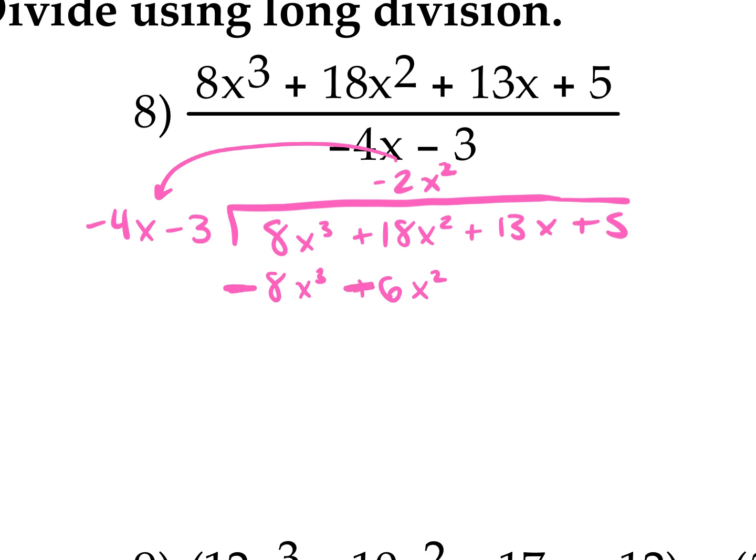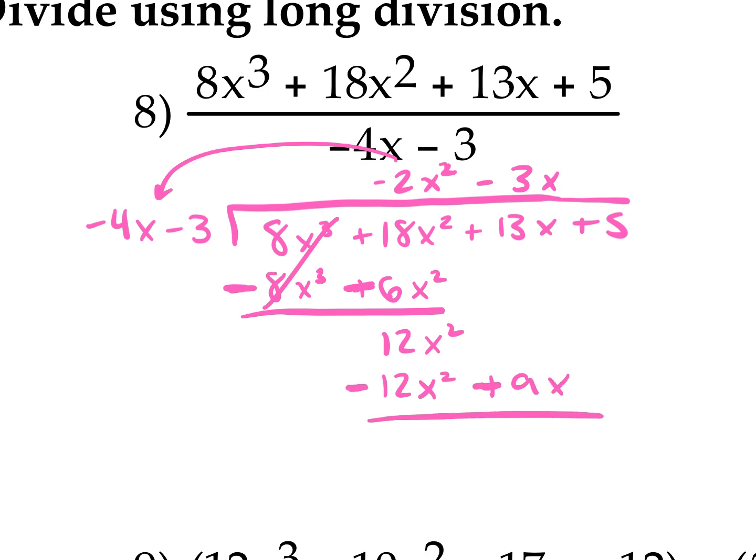Change a sign, and combine. So these cancel. 18x squared minus 6x squared would be 12x squared. Then we do it again. 12x squared divided by negative 4x would be negative 3x. Multiply, we get 12x squared. Multiply negative 3x with negative 3, and we get positive 9x.